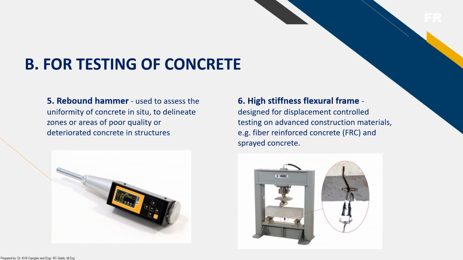Whereas the rebound hammer can be used in testing concrete on the field that has already been poured, say for example columns or beams. It can determine the uniformity or the quality of the poured beam or column without incurring damage to the member or the sample.